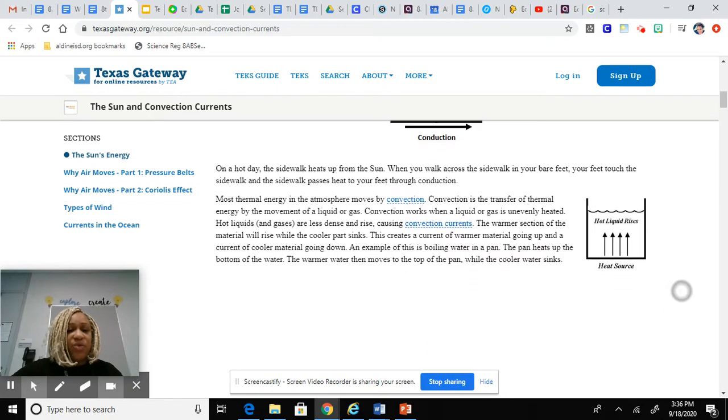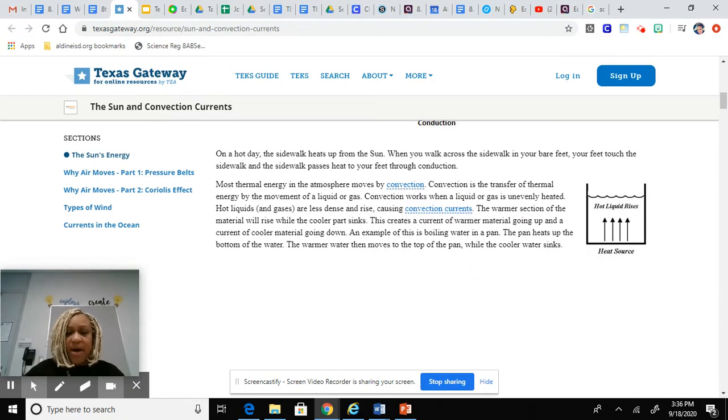So you're going to continue reading through all of this, right? It says on a hot day, the sidewalk heats up from the sun, right? Because the Earth's surface is absorbing some of the sun's energy through radiation. Okay. Then look at this picture here. It says hot liquid rises while cool air or cooler liquid sinks. If you ever had some coffee or some tea, what are you trying to do?